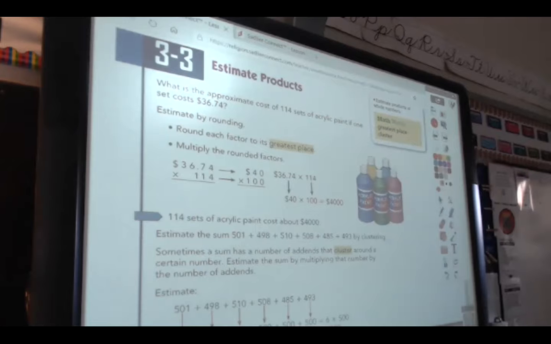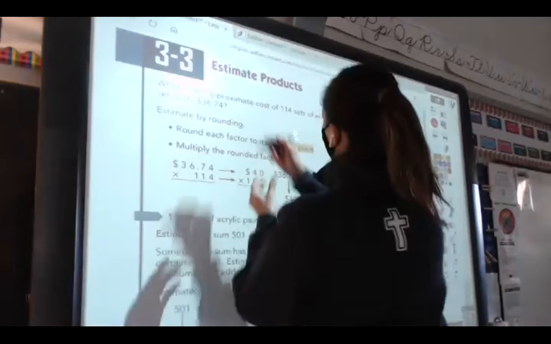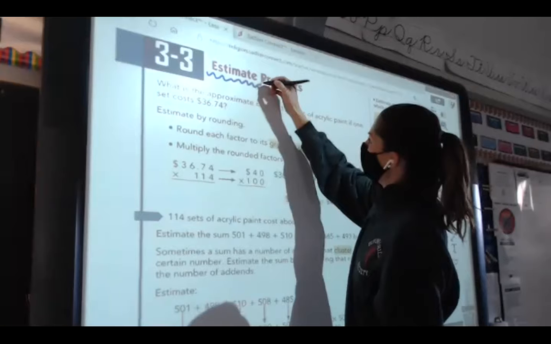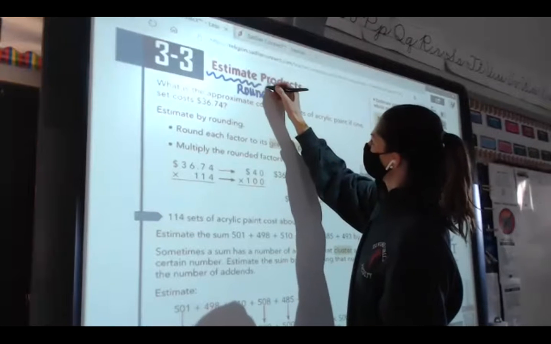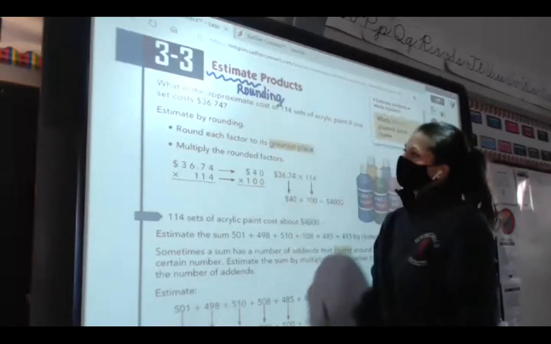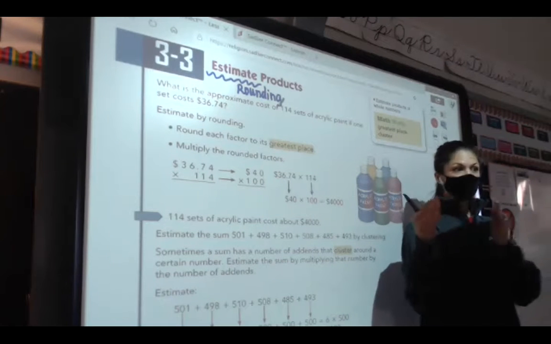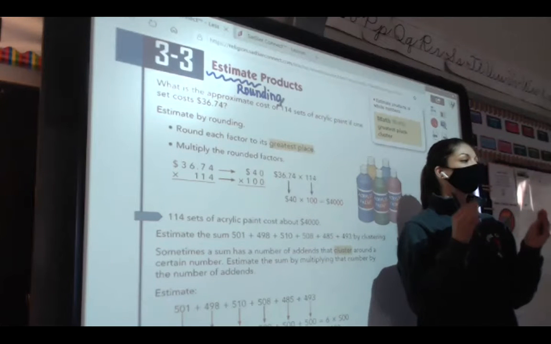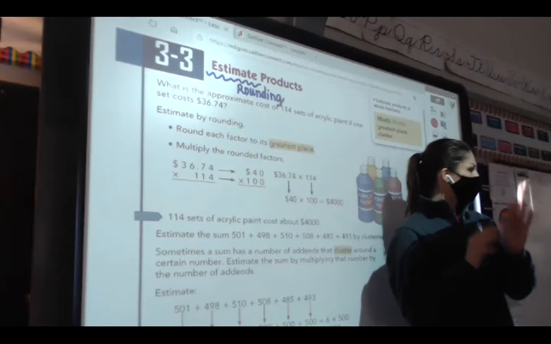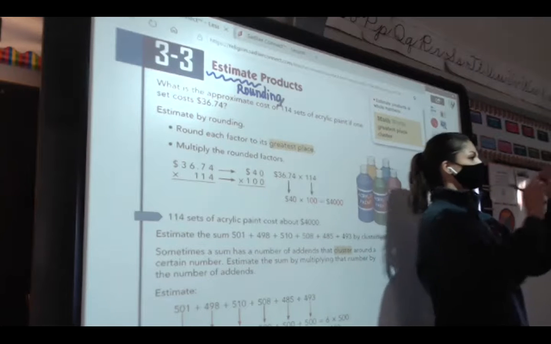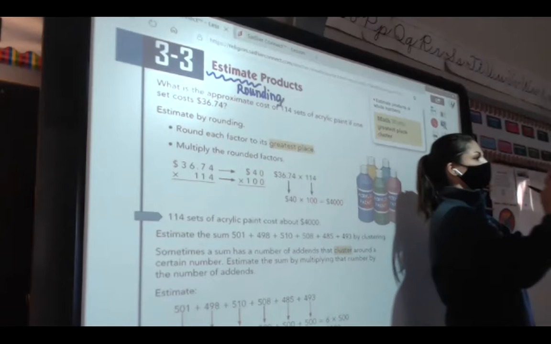Now, we talked about estimating when we were covering something called rounding. Do you remember that? Rounding? So another word for estimate, maybe if you want to put it over here underneath it in your mind, is called rounding. And we learned how to round or estimate to different place values. We would say, okay, for this one, I want you to round to the 100th spot. For this one, I want you to round to the 1 spot.